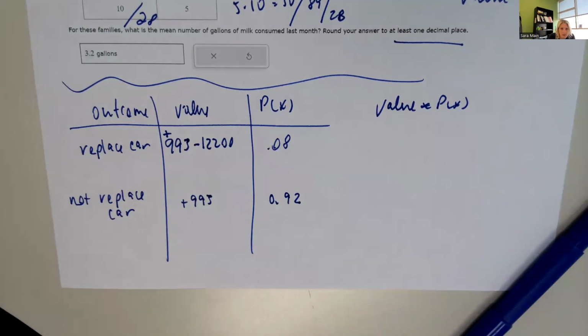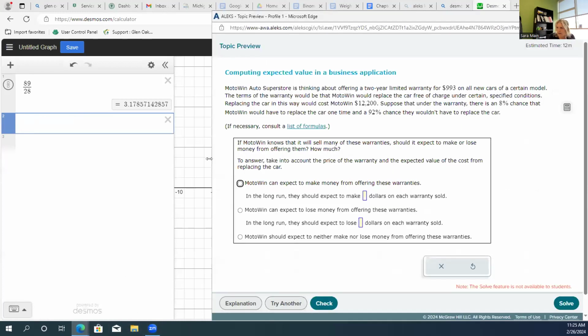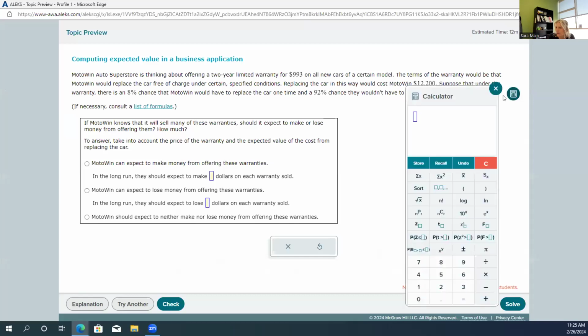So I'm going to share my screen to do that. Okay, since you can't do this in Desmos, let's go back to ALEKS here. So going back to ALEKS, we are going to go here to the calculator and we are going to multiply. We're going to subtract 993 minus 12,200 and that's going to get multiplied by 0.08.